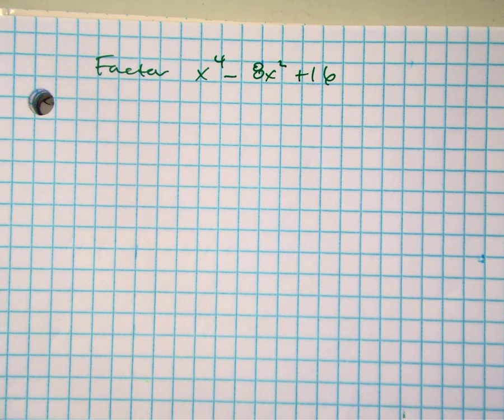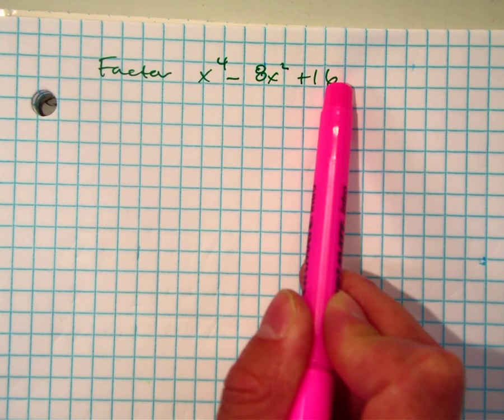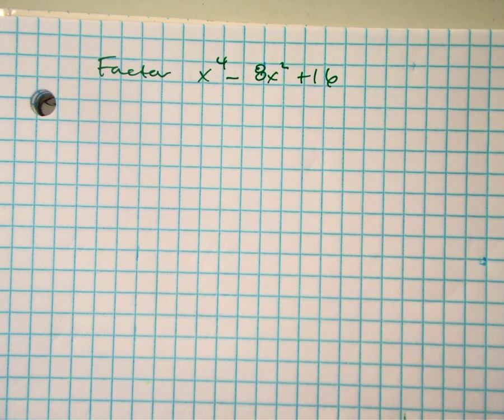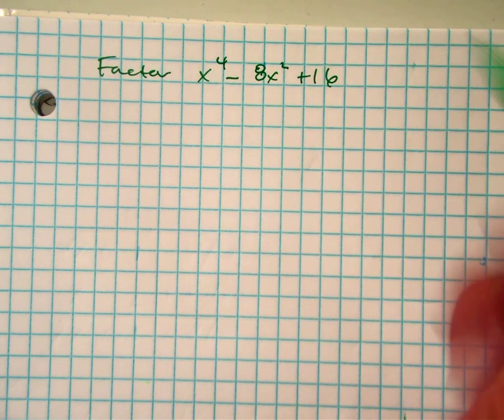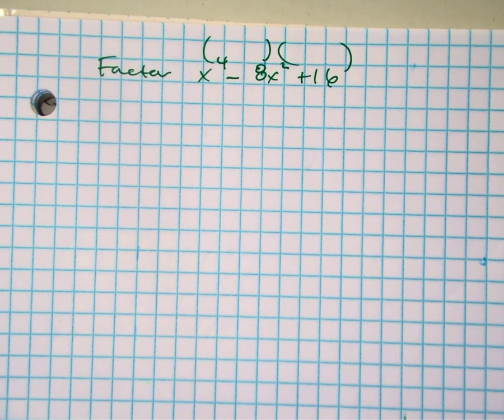Alright, let's go ahead and factor this one. You'll recognize that this one is a trinomial. That just means there are 3 terms, 1, 2, 3. And what's our highest degree here, class? 4. And what's half of 4? 2. So the end result is it will be a binomial times a binomial.